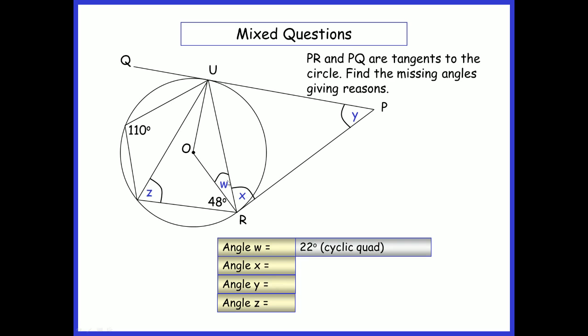What about in here? It's going to be 68, right? Because of the tangent and the radius. We have got a radius and a tangent here. That's 90 degrees. If we know this is 22, then 22 plus what gives me 90 is 68. Sure enough.